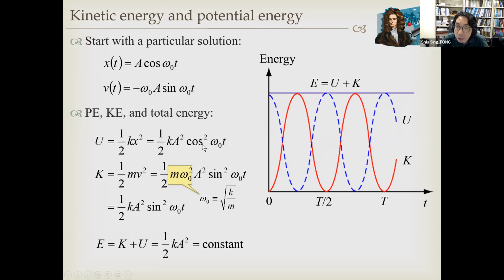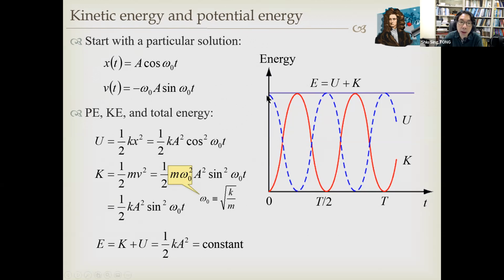But one varies with a cosine square and the other varies with a sine square, and they are both always positive. Okay, but if you add them up, because the cosine square and the sine square added together is 1, the total energy is half K a square, and that is constant.